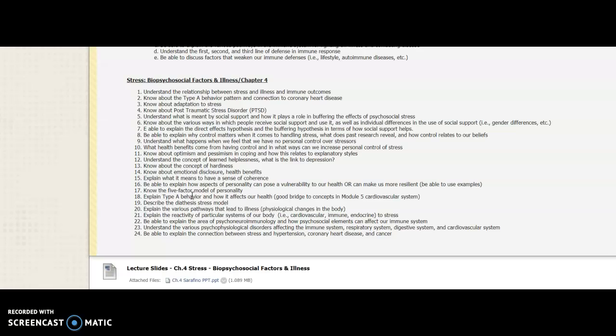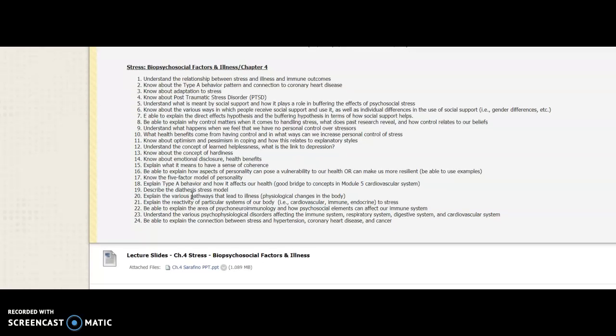Why is it that some people, it only takes a little bit of stress to set them off and make them ill and give them anxiety, and other people can handle much more before they get ill or they get an anxiety disorder or a mental illness. We'll also look at the various pathways that lead to illness, so what physiological changes happen in the body that increase one's risk for illness. We'll be looking at particular systems of the body through the cardiovascular system, immune system, endocrine system that you've already looked at in the previous module as well as this one here.